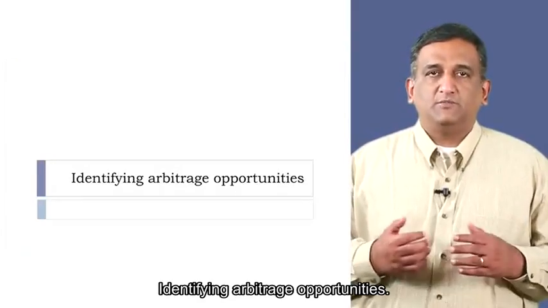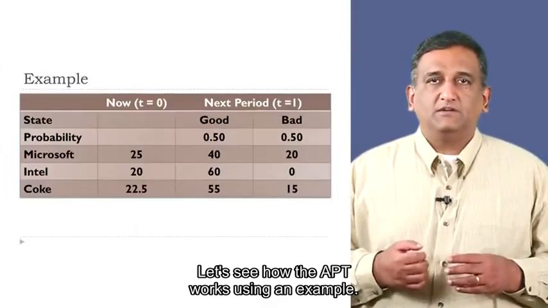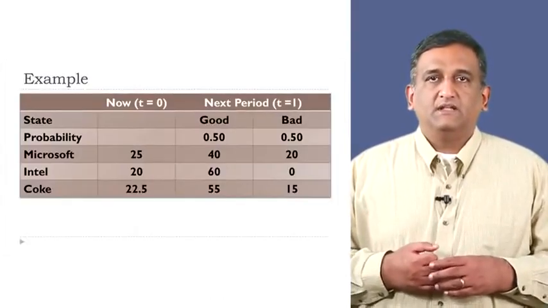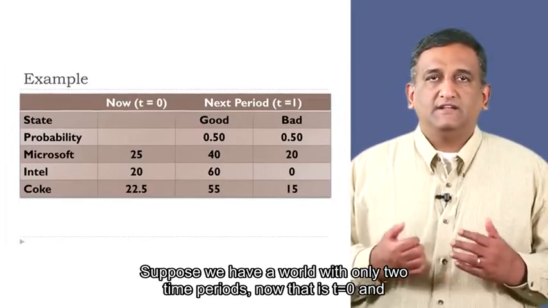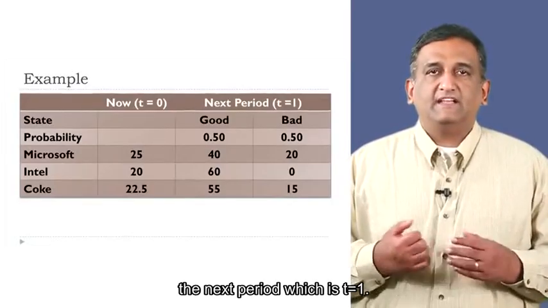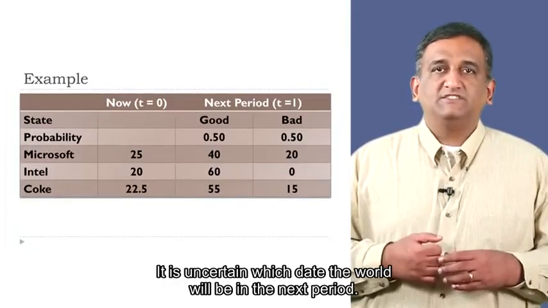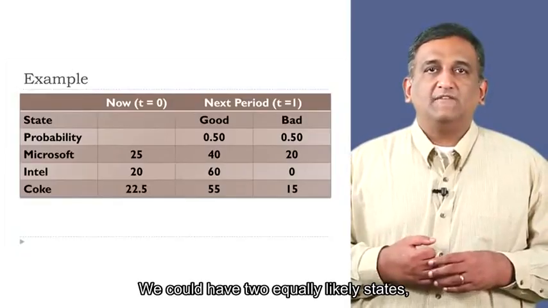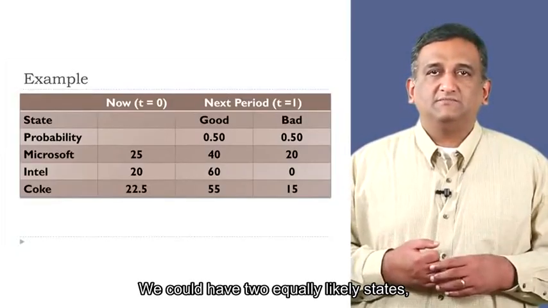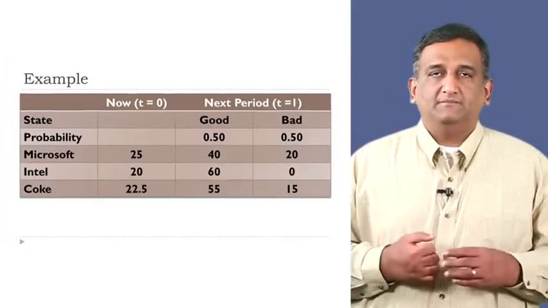Identifying arbitrage opportunities. Let's see how the APT works using an example. Suppose we have a world with only two time periods. Now, that is t equal to 0, and the next period, which is t equal to 1. It is uncertain which state the world will be in the next period. We could have two equally likely states, each with a probability of 50%, good and bad.